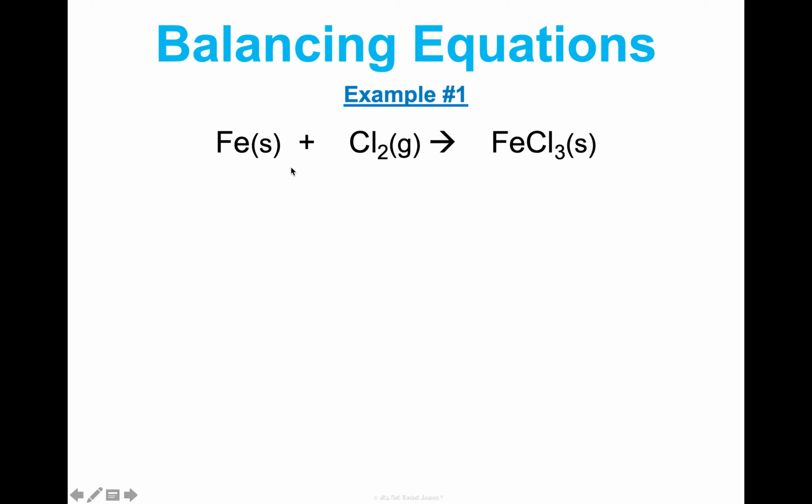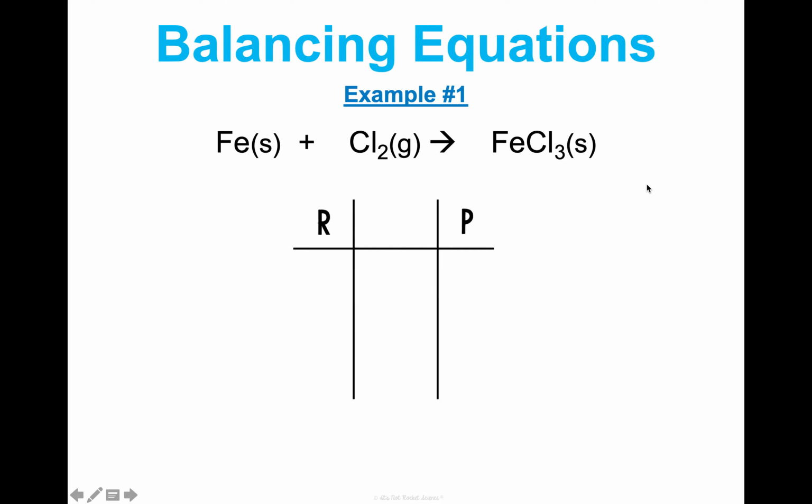All right, let's read this out loud. We've got solid iron reacts with chlorine gas to yield or make iron(III) chloride. Iron's a transition metal, so we need to be able to say what its charge would be. That's solid. So solid iron(III) chloride, okay? But we need to balance this. So first, the equation's written for us, so step 1 is done.